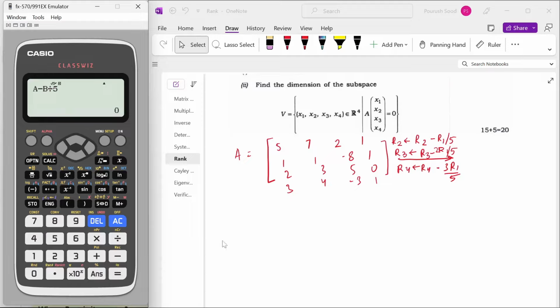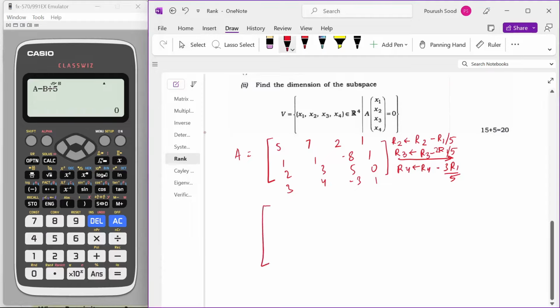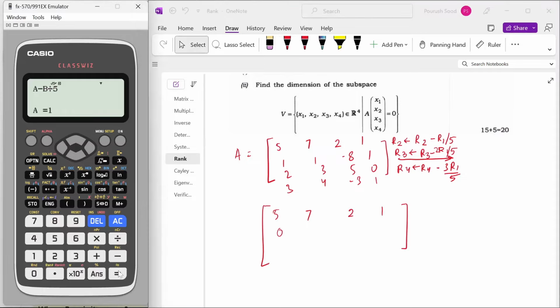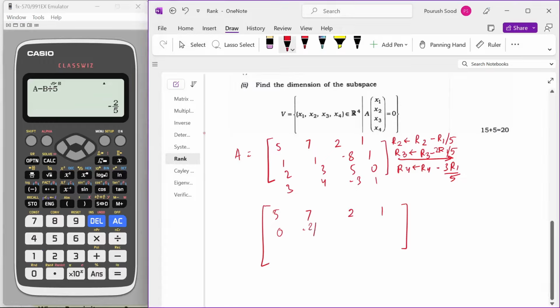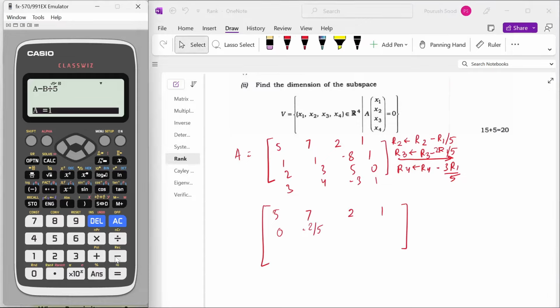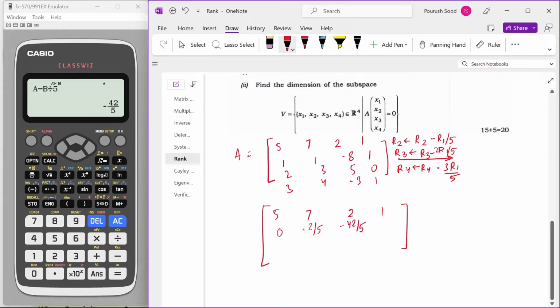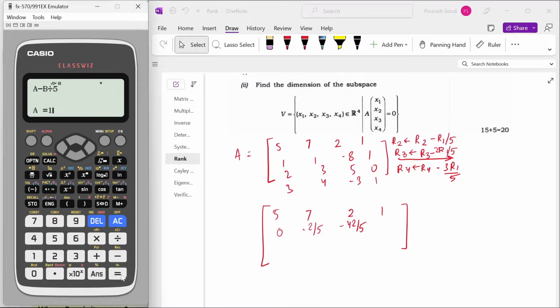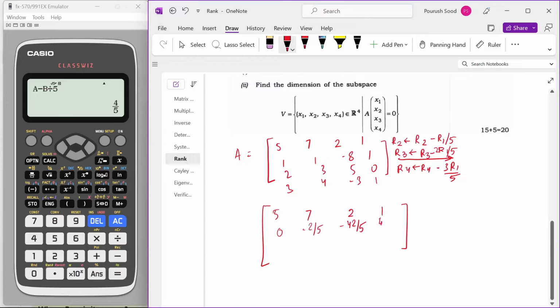So we get 0. So I'm going to write that here. So 5, 7, 2, 1, 0. Next, A is 1, B is 7. So that gives us minus 2 by 5. Next, A is minus 8, B is 2. So minus 42 by 5. Next, A is 1, B is 1, 4 by 5. It is slightly difficult to get used to this at first, but once you get used to it, it becomes quite simple.